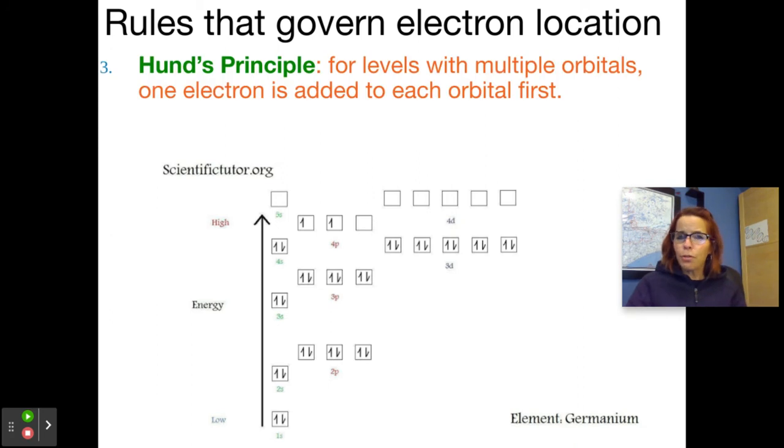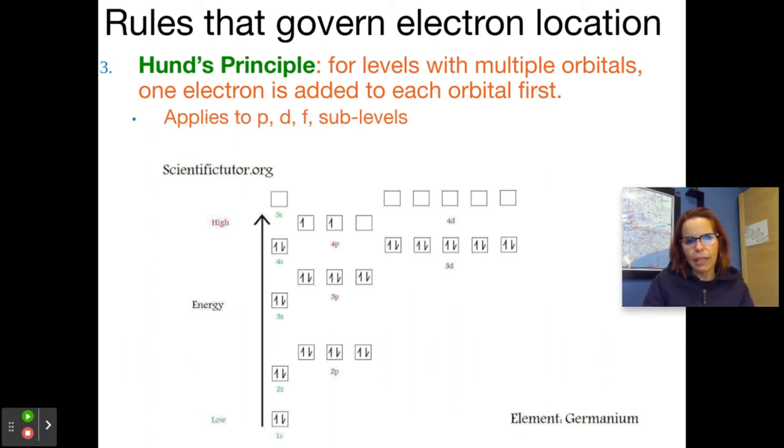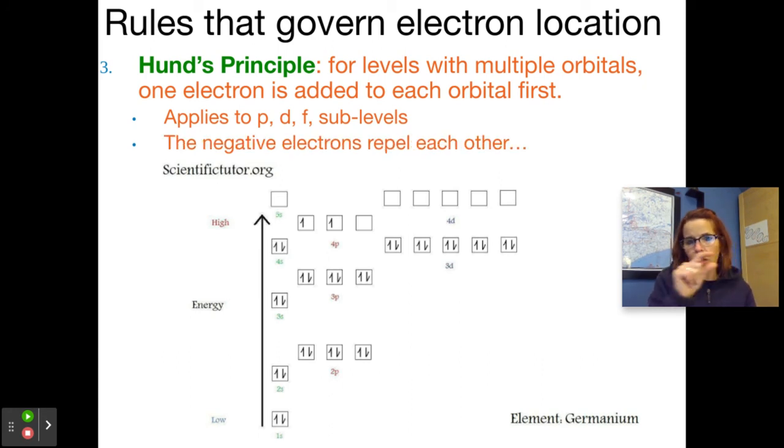All right, rule number 3, Hund's principle, for levels with multiple orbitals. So when there are a whole bunch of boxes on the same level, that's multiple orbitals. One electron is added to each orbital first before you add the second electron. So it applies to just the p, d, and f sublevels, because the s sublevels only have 1 box. The negative electrons repel each other, so they want to be spaced out as much as possible. They don't start rooming together until they absolutely have to.